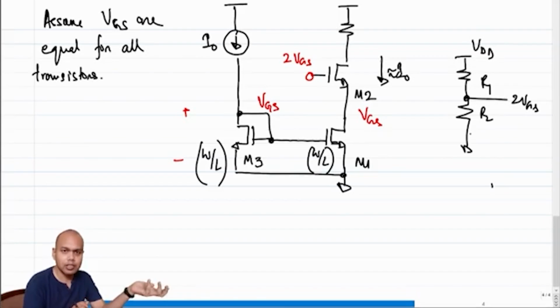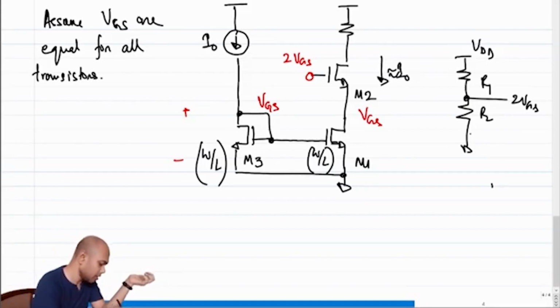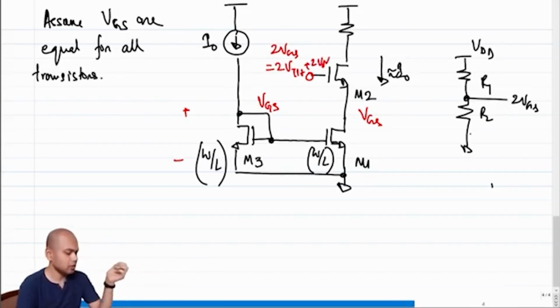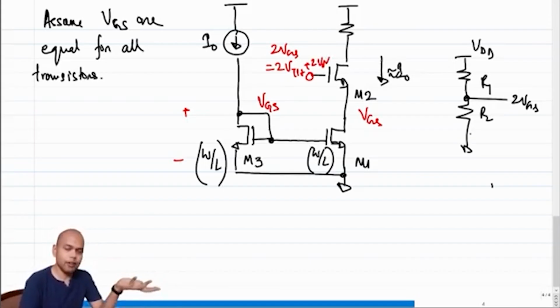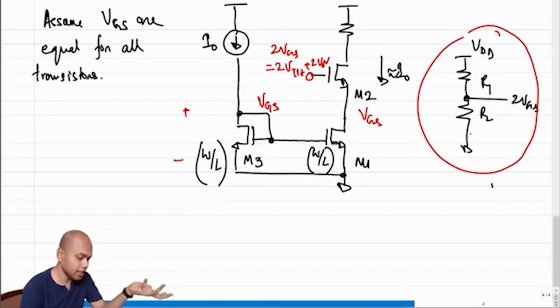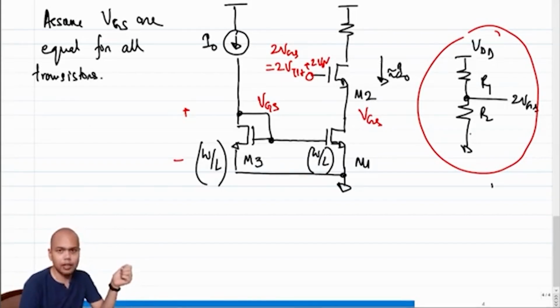of threshold voltages, right? Because why? Because note that VGS is equal to what? Threshold voltage plus overdrive voltage, right? So 2 VGS is equal to 2 threshold voltage plus 2 overdrive voltage. Correct? So if threshold voltage changes, the requirement of that node voltage also changes. Now if I am creating that node voltage with a resistor divider as shown here, then we will land into trouble, right? So what is the other option?